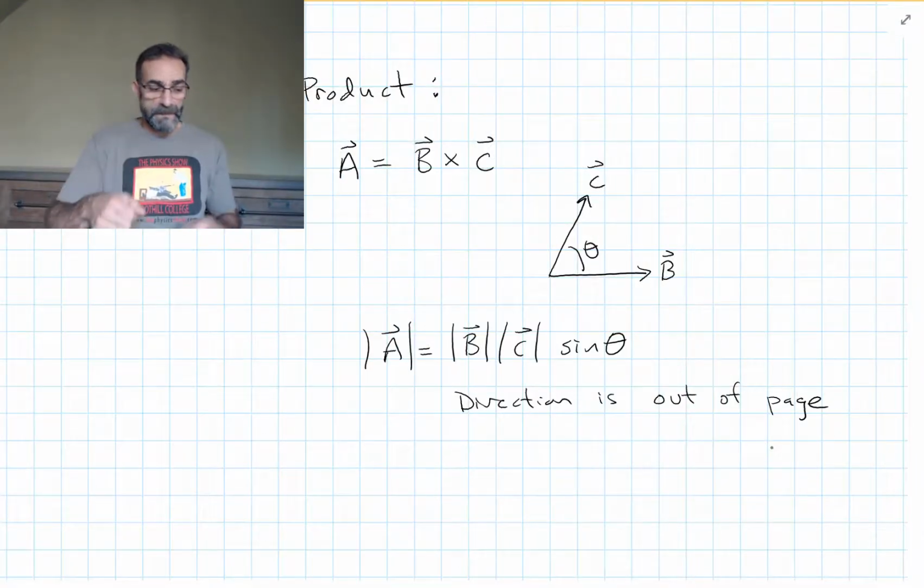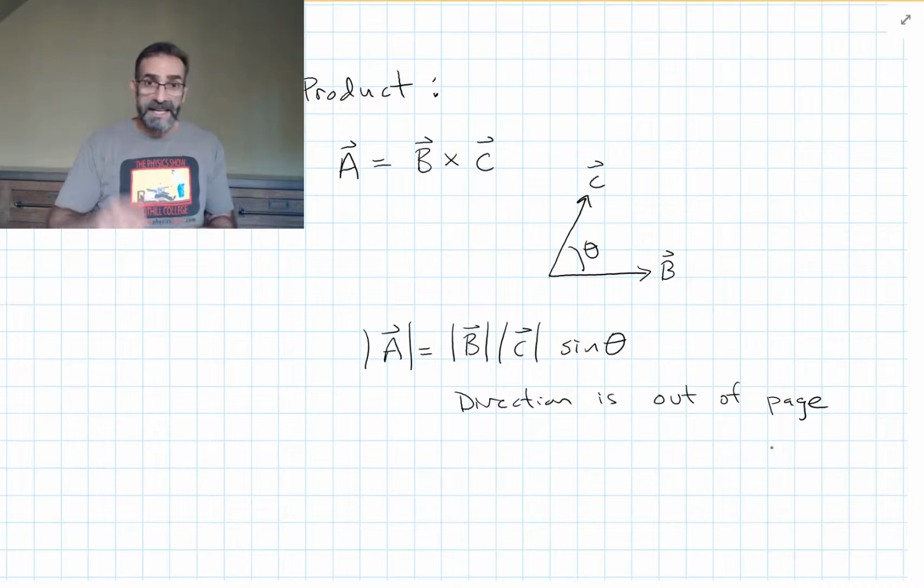I like to put my fingers in the direction of the first vector. So I would put them in the direction of B. And then I kind of roll them toward the second vector, C. My thumb is the axis of rotation. So it has to be perpendicular to the plane defined by B and C. And B cross C, my thumb points up out of the page like this. So I get out of the page.